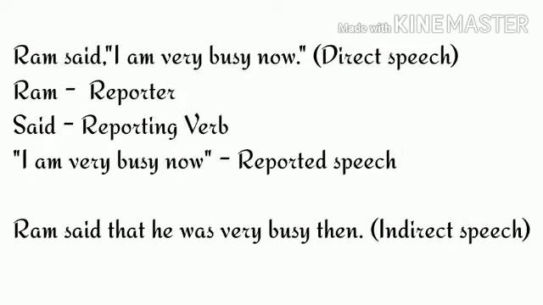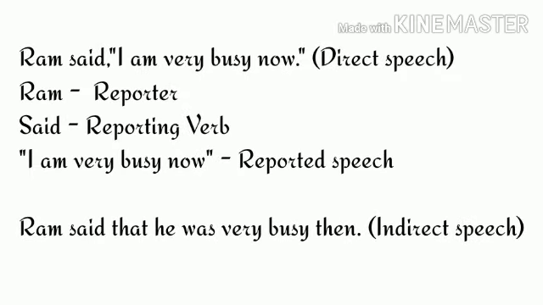So now you know that direct speech is reporting the actual words of the speaker and we put these words in quotes. For example, Ram said, I am very busy now. In the given example, the speaker, that is Ram, is known as reporter. Said is known as reporting verb and the quoted words, I am very busy now, is known as the reported speech. And in indirect speech, the actual words of the speaker are said in a simple manner. For example, Ram said that he was very busy then. So children, you can see that the meaning is the same, but the way of reporting the speech is different.